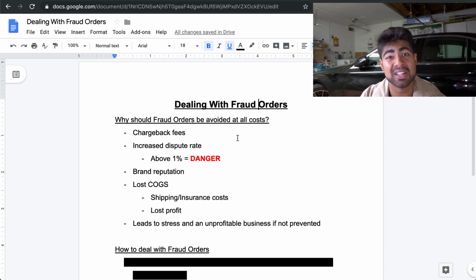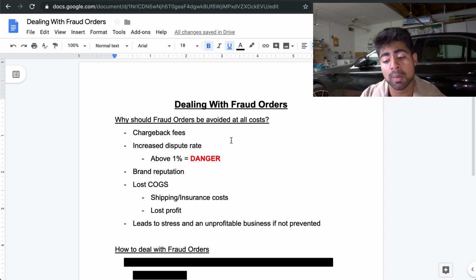So again, that's going to just harm your business in the end because you won't have a payment gateway to use. And especially if you're in the process of scaling a product, not having a payment gateway will lead to a lot more problems. So that's one additional reason as to why you want to avoid fraud orders as much as you can, because again, an increased dispute rate leads to just more and more problems down the line.